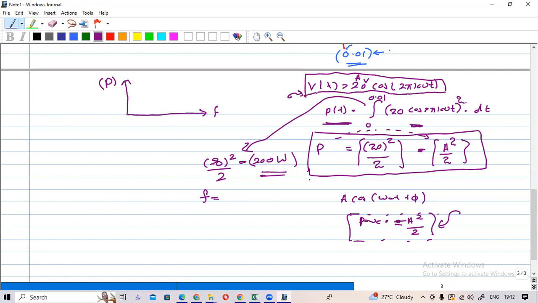Power you can calculate using this equation. Power is equal to A square divided by 2.